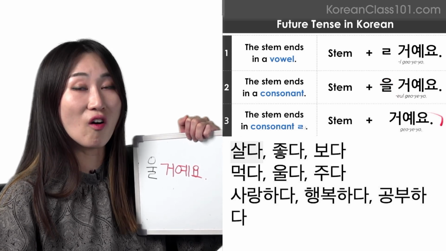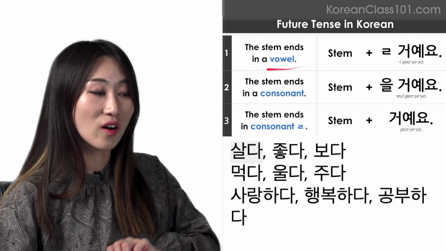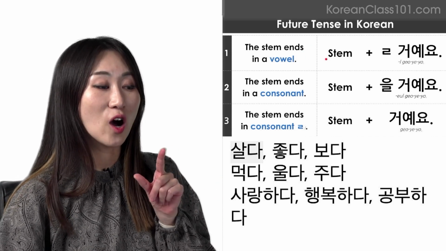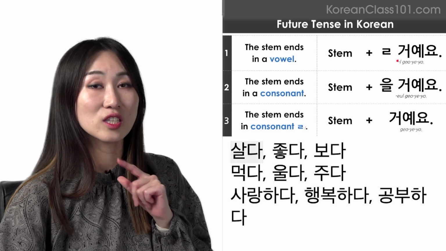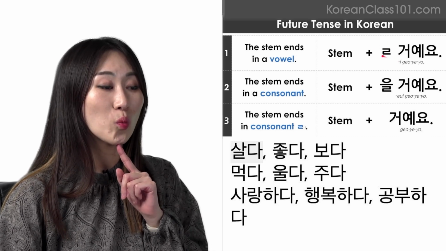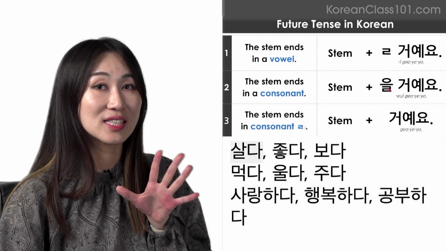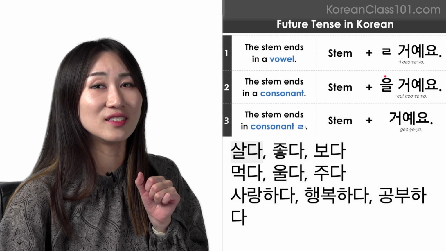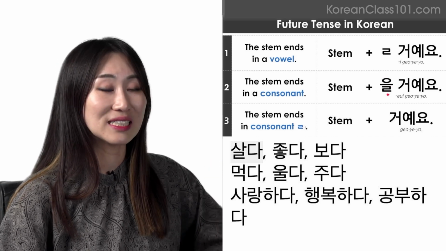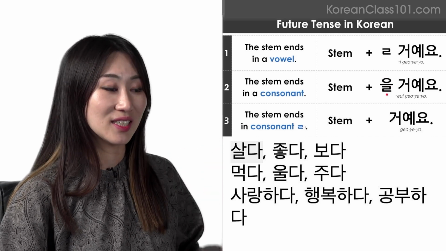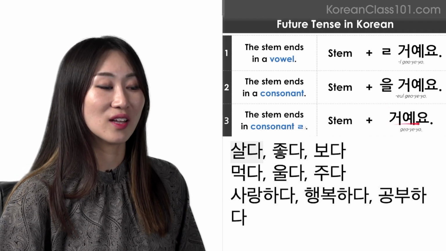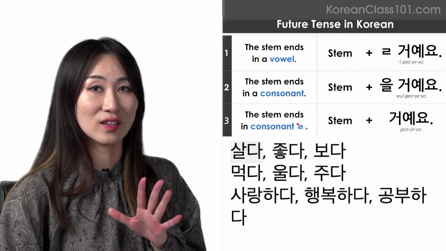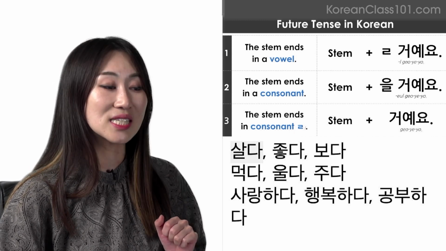Just put 거예요. For this one, if the stem ends in a vowel, again, as I mentioned, the vowel sound can combine with this sound, as in 보을. If the stem ends in a consonant, you cannot combine the sound with 을, so you put the 을 sound separately again. And for the last one, now it's simple. It does include the 리을 sound, so you don't need to put it again. So these are the future tense in Korean.